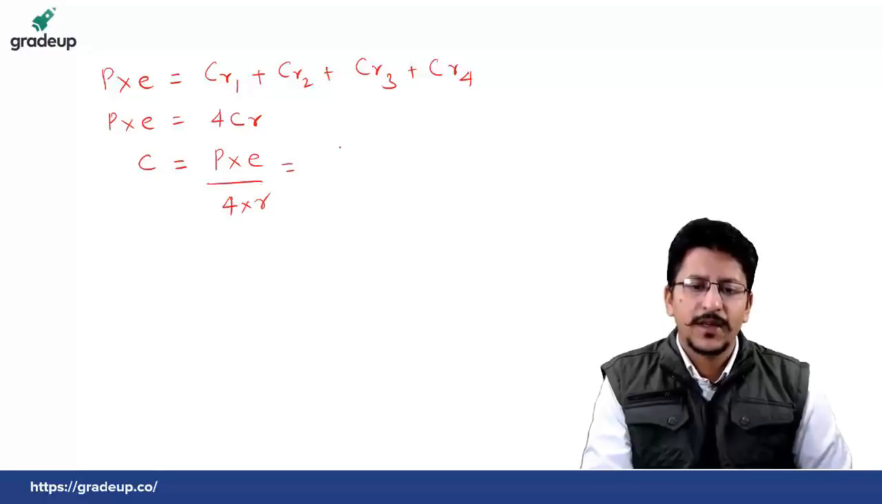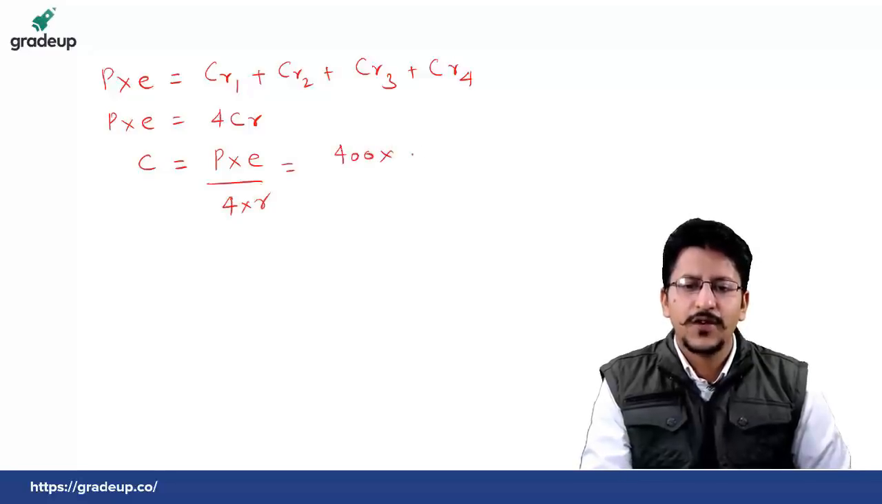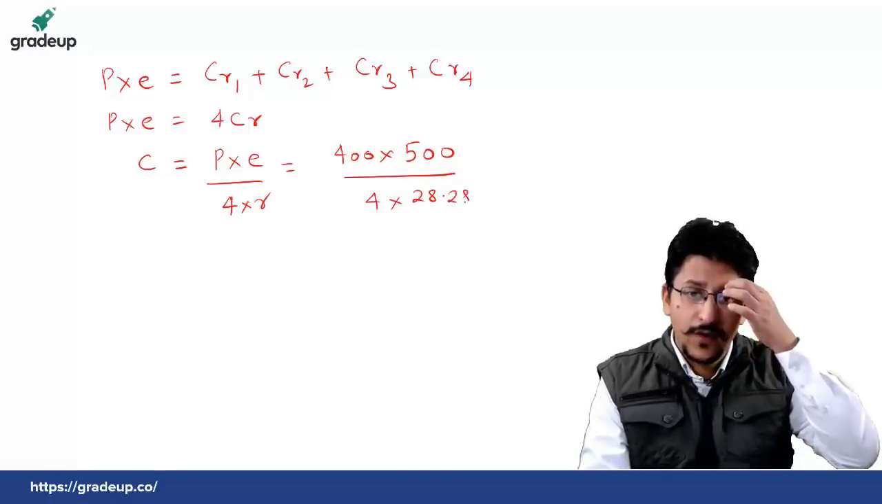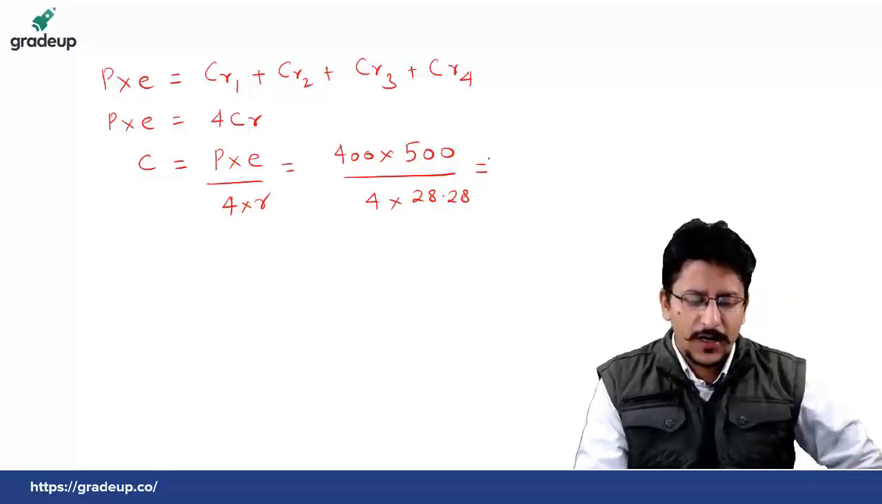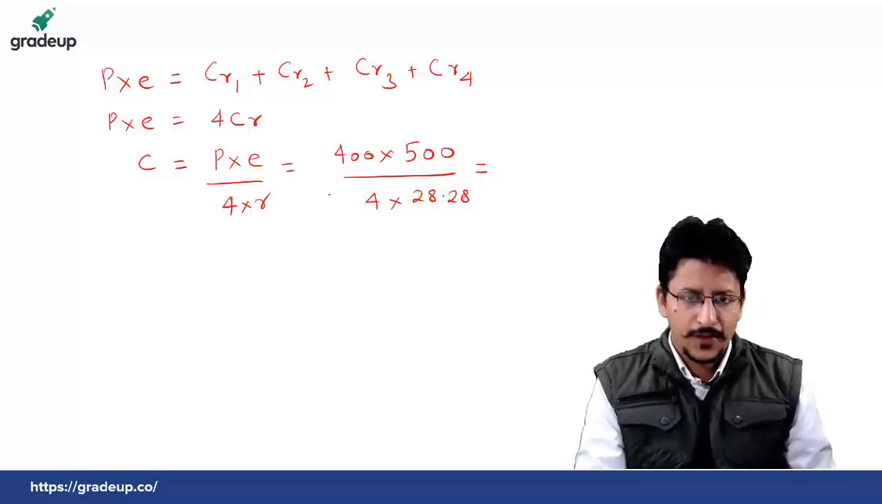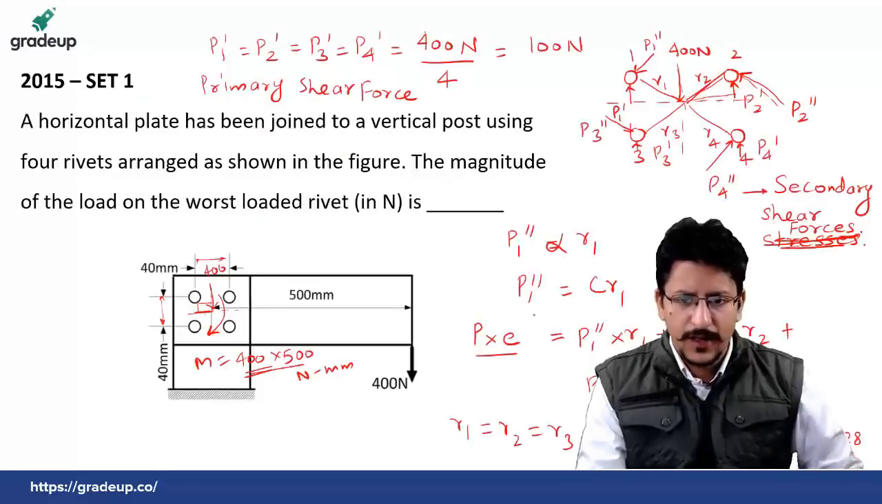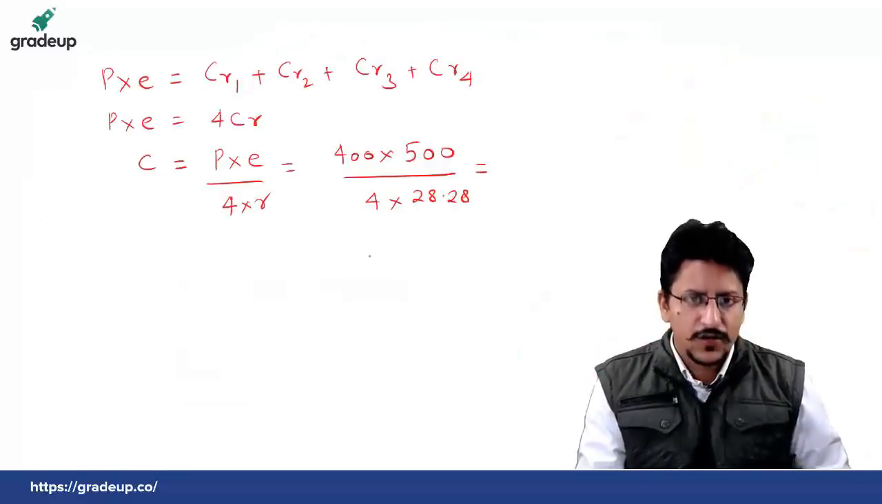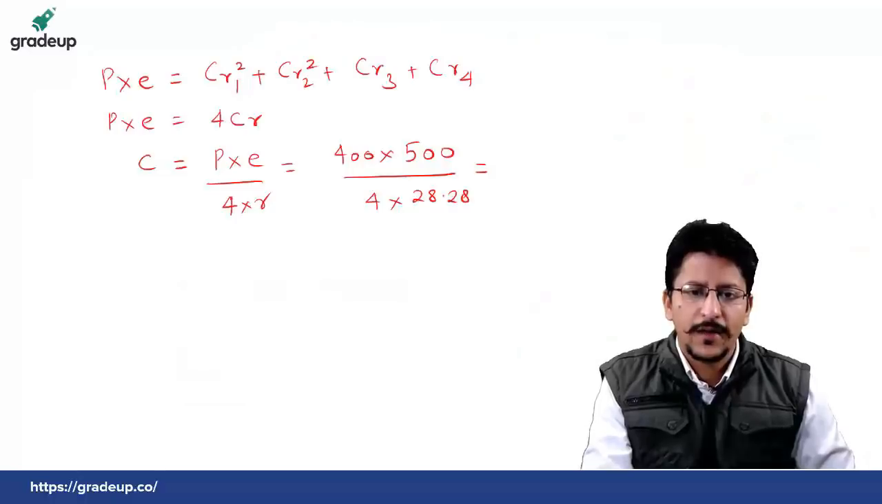So P is 400 Newton, this value is 500 mm, divided by 4 into 28.28, the value of R we have just now calculated. Sorry, one thing I excluded. P1 is equal to CR1 and one more R1 will come here, so this will become a square. Please, sorry for this mistake.